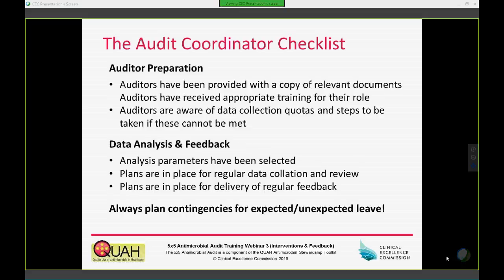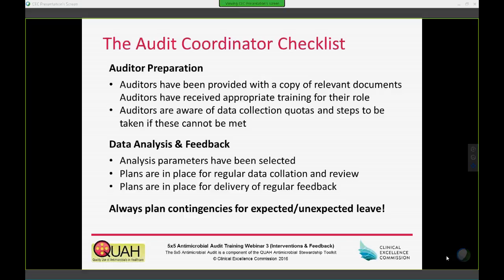In terms of auditor preparation, all of your auditors will need to have been provided with a copy of the relevant documents. So that includes the Audit User Guide, frequently asked questions, the CAP cheat sheet, and a few other things that might be of use to them in the audit package. The auditors need to have received appropriate training for their role, so actually taking them through the same sorts of principles that we've covered in our training webinars, and also perhaps doing some practice auditing on site, because when you actually do the practice auditing, you realise that it's not quite as simple as it sounds when you're just looking at it on paper.